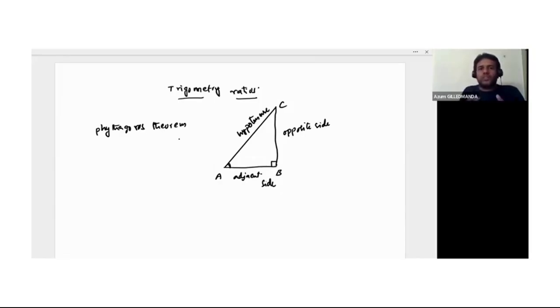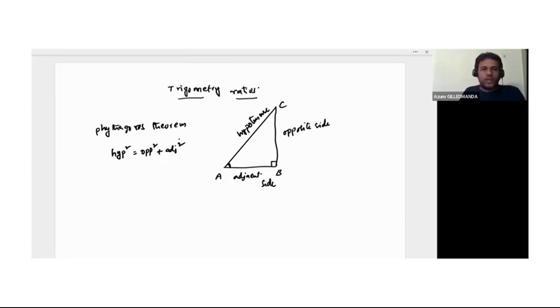Pythagoras theorem states that the sum of squares of the other two sides in a right angle triangle is equal to the square of the hypotenuse. In other words, the square of the hypotenuse is equal to the sum of the squares of the other two sides. In short form, hypotenuse square equals opposite side square plus adjacent side square.